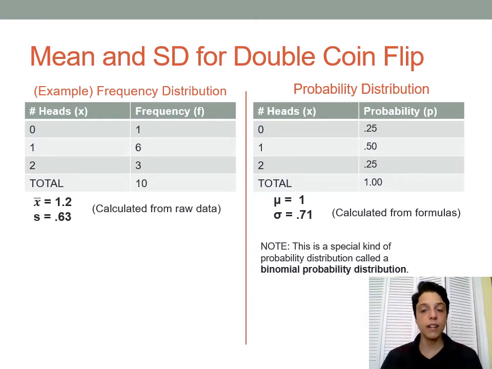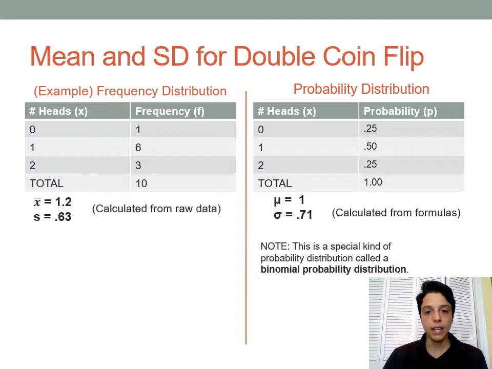On the other side of this slide, you can see a probability distribution. This is the probability distribution that we calculated using the rules of probability. You can also calculate a mean and standard deviation for your probability distribution. If you calculate these using formulas that we're not going to get into in this class because you don't need to, you get a mean of 1 and a standard deviation of 0.71. Again, that funky looking U letter is called mu, and the other one is sigma, where mu is the mean of your probability distribution and sigma is the standard deviation of your probability distribution.